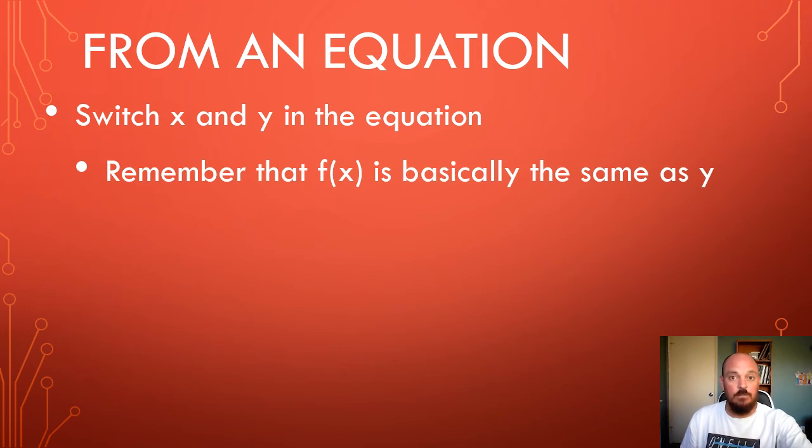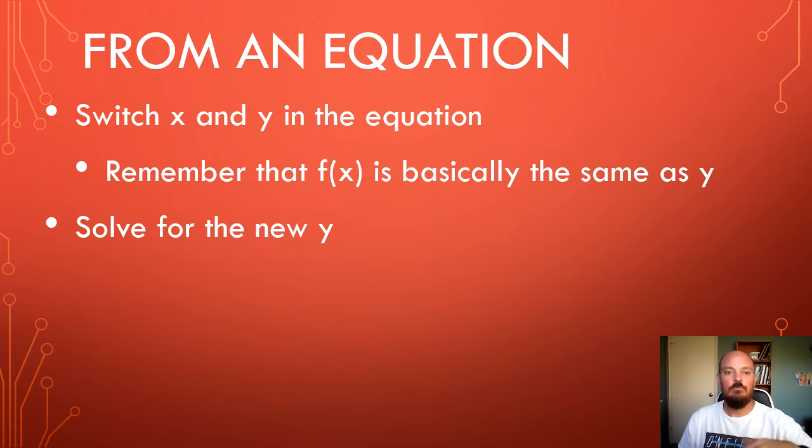Now, one quick reminder, f of x is basically the same as y. So if instead of saying y equals mx plus b, it says f of x equals mx plus b, don't be confused and think that means you can't find the inverse. Just change the f of x to a y for this problem, and then switch the x and y. Once you get to the point where it says something like x equals my plus b, to finish finding the inverse, you need to solve the equation for the new y. So let's try one of those.